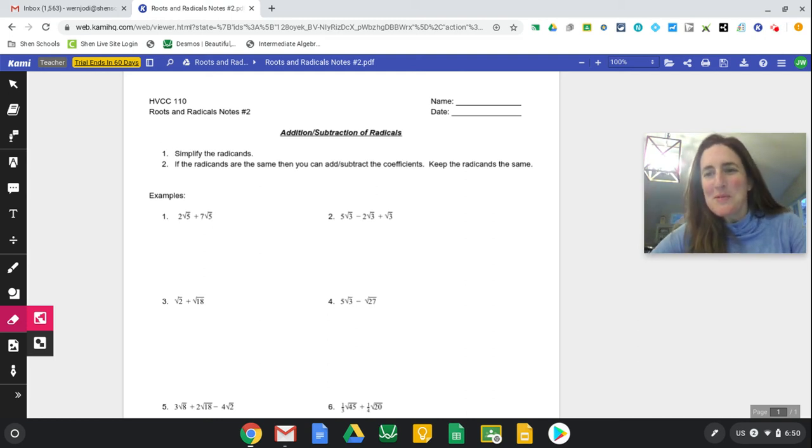Hi guys, Mrs. Warner. It's exciting lesson number 2 of roots and radicals. Today we're going to add and subtract radicals. I know you're excited. We're going to stick with square roots.